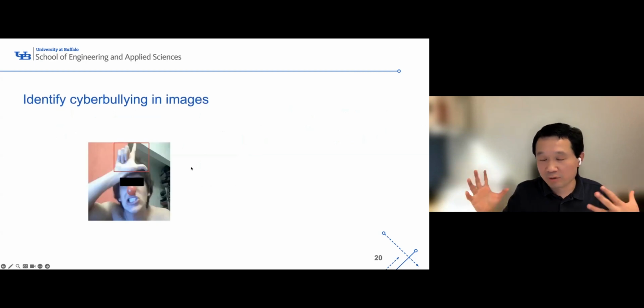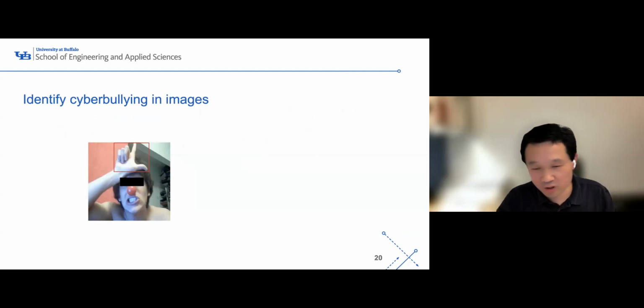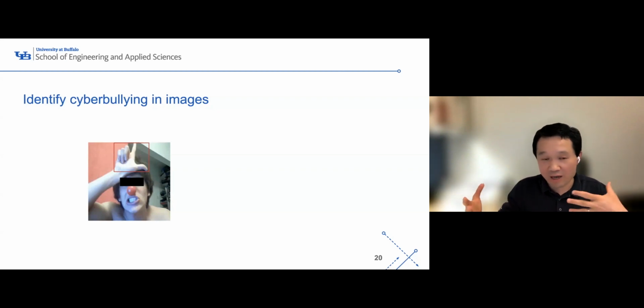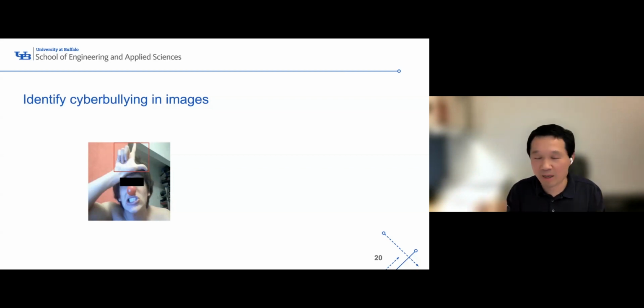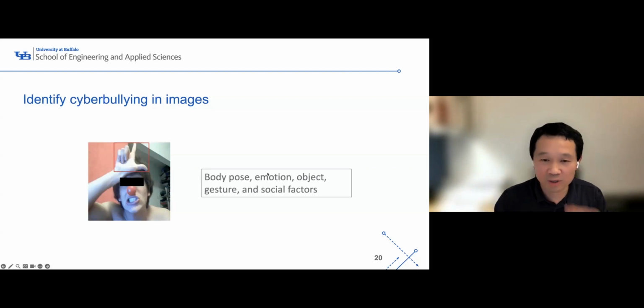But right now, we can see even kids have smartphones. They can easily take a picture and send it to other kids, and then they can use this image to bully others. I think it's a new problem, or rather, it has happened recently. Many students try to utilize those images to bully others. So there's a big challenge for this kind of bullying in images.